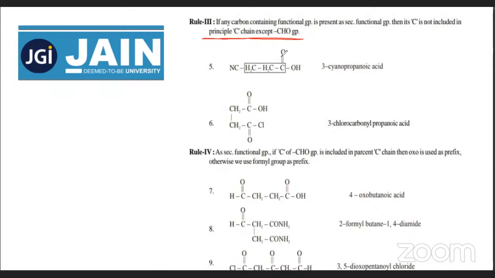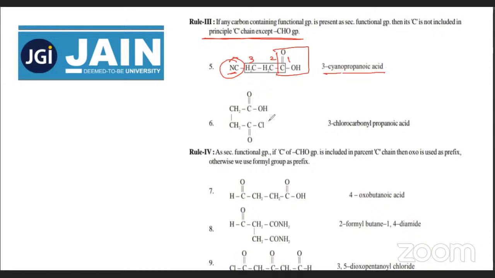Now see, I have two options here. This one is COOH, the main functional group, and its priority order is very high compared to CN. So two functional groups are there. Though one carbon is present here, the rule says except CHO, this carbon will not be counted when writing the root word. So only these three carbons will be counted as the root word. On the third carbon, if I do numbering, we have the CN group. So we write CN as the prefix, 3-cyano. Because I have three carbons, we write propanoic acid.